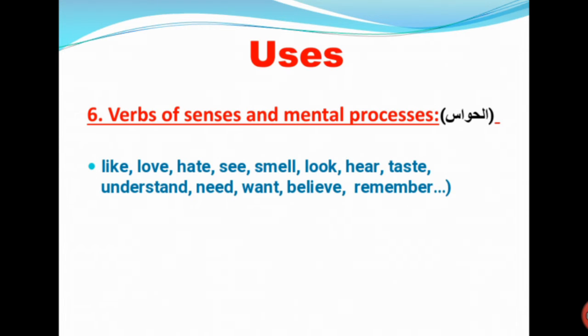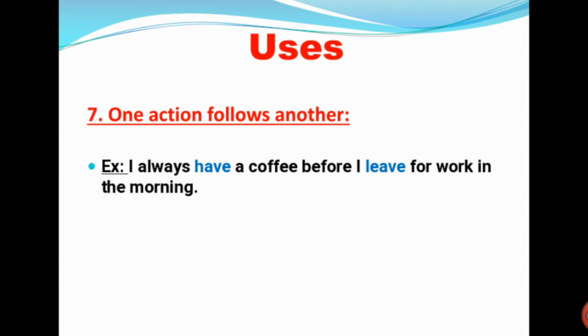Perfect. Of course, example: Ahmed wants to go to the beach. We can't say Ahmed wanting to go to the beach. Ahmed wants to go to the beach. Perfect. The next one: one action follows another.